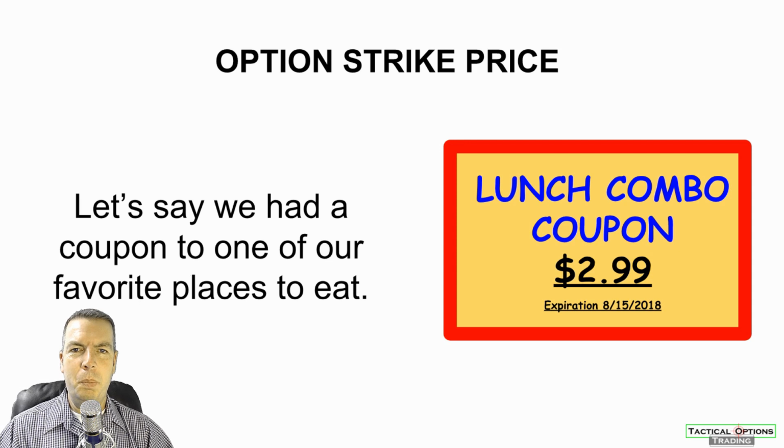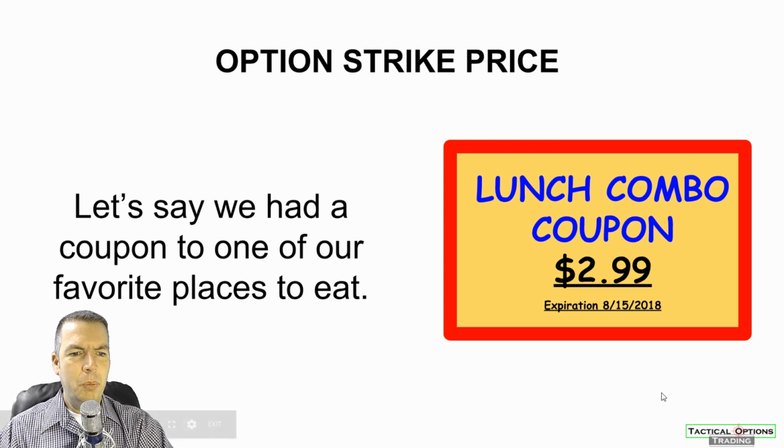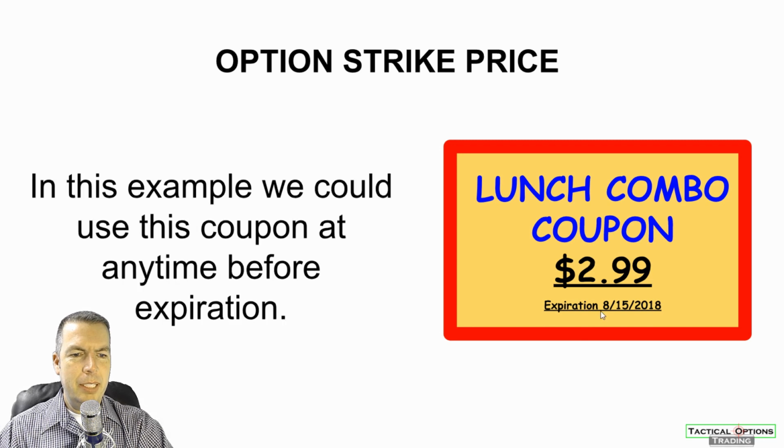Well, we're all familiar with coupons and how they work. So let's say this coupon gives us the right to go in there and buy this lunch combo for $2.99 anytime before that expiration date of August 15th, 2018. So you can see right there, all the terms of the contract are laid out in front of us. We can see that the expiration date is August 15th, 2018, and that strike price, in this situation we're going to call it a strike price, is $2.99.